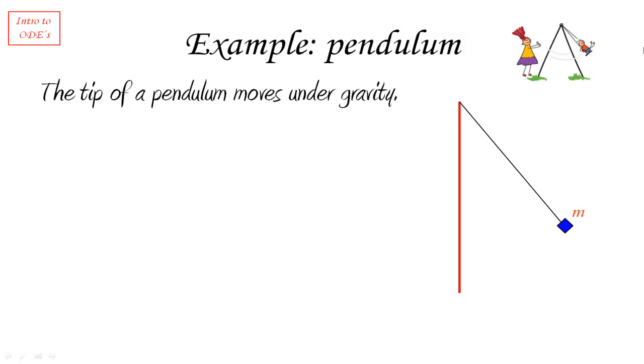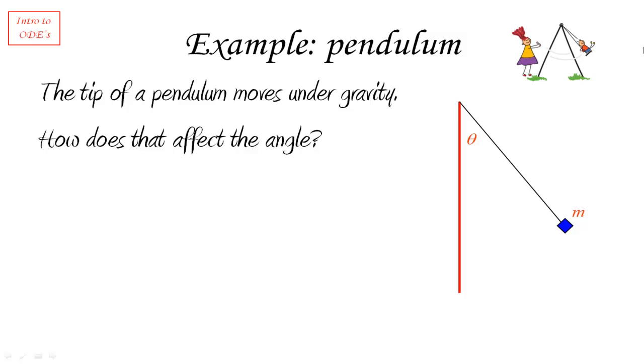Okay, so what we want to do is find out if we have this mass m, how is that going to affect the angle? So in other words, how is the angle going to change in time under the effect that gravity has on the mass itself? Well, I'm going to lead you here through some geometrical and physical considerations that will allow us to construct a differential equation. Once again, we're not going to solve the differential equation, we're just going to set it up.